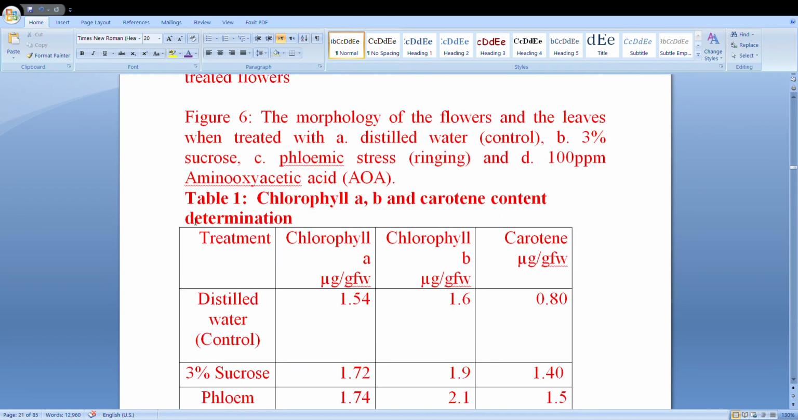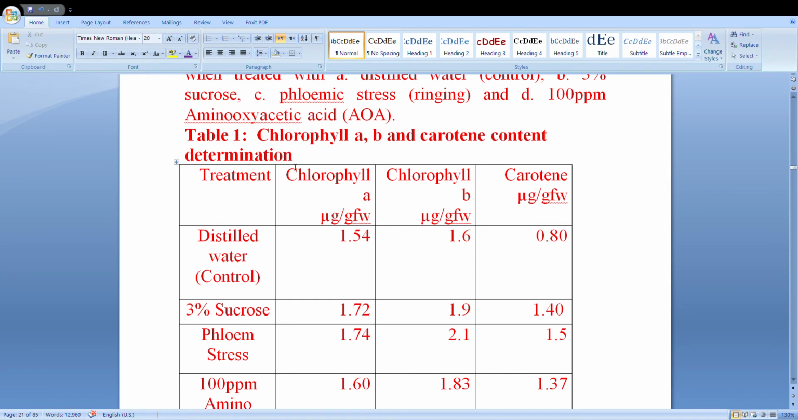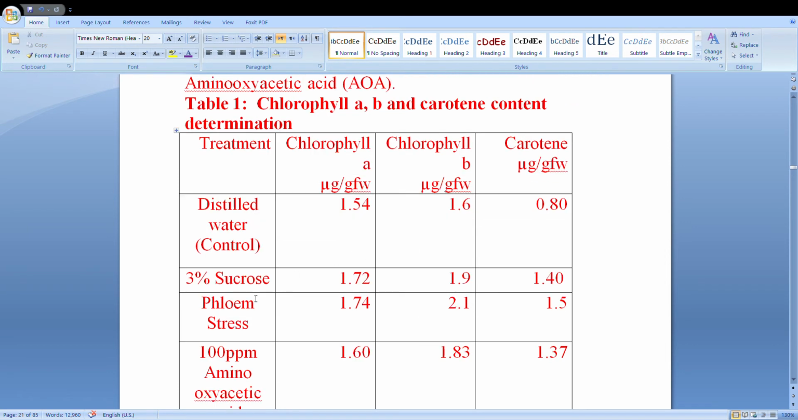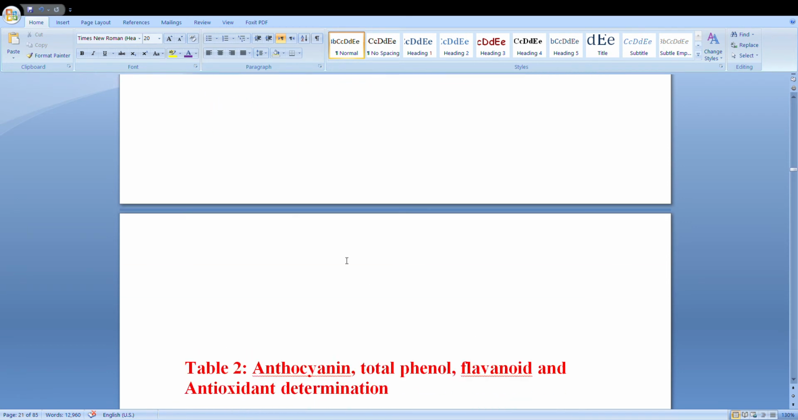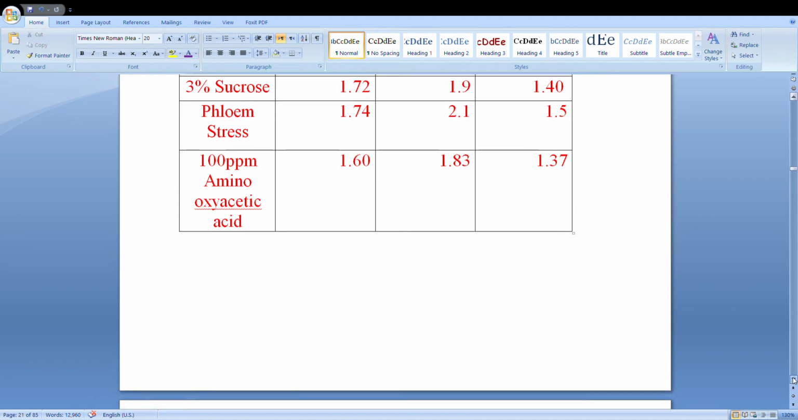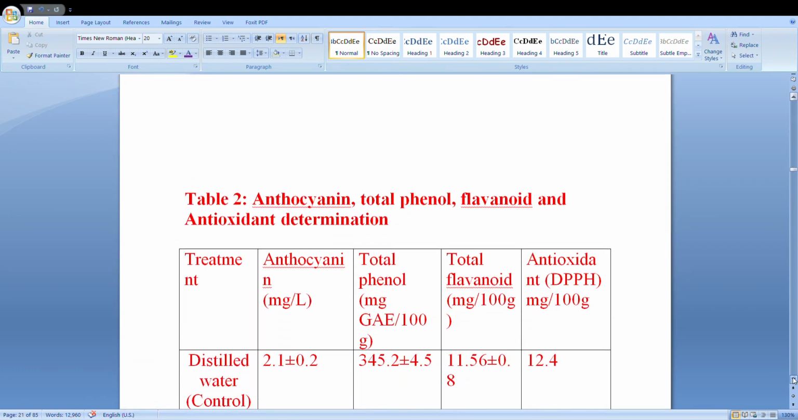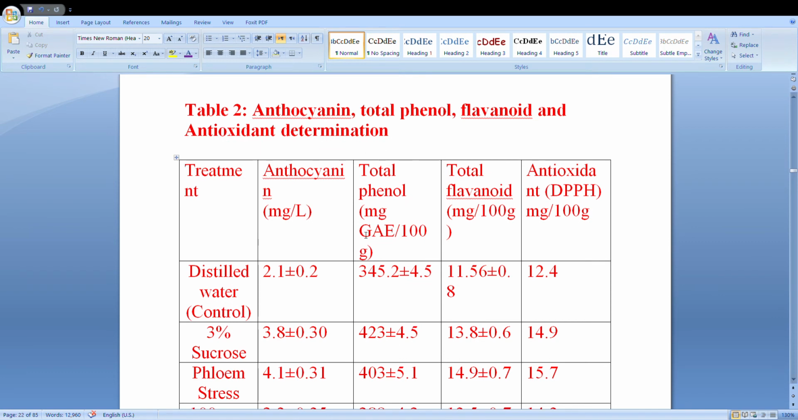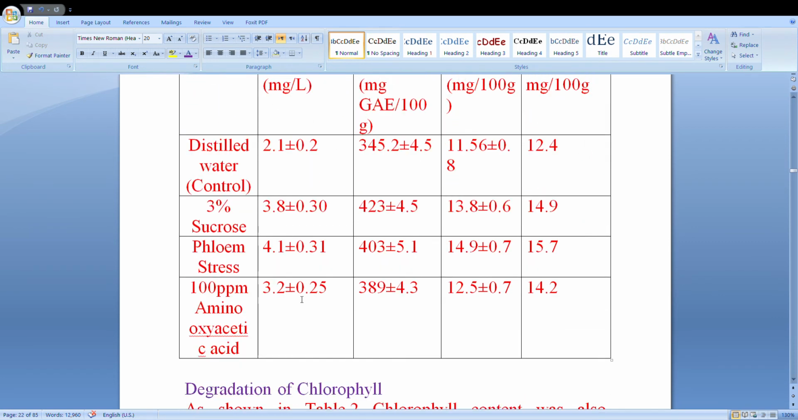Now we can see some discussion of the results. Here are chlorophyll A, chlorophyll B, and carotene content. In the control it is less than in the treatments; the treatments got higher contents than the control. You can see also anthocyanin, total phenol, and flavonoid, and usually it is higher in the treated plants than in the control.